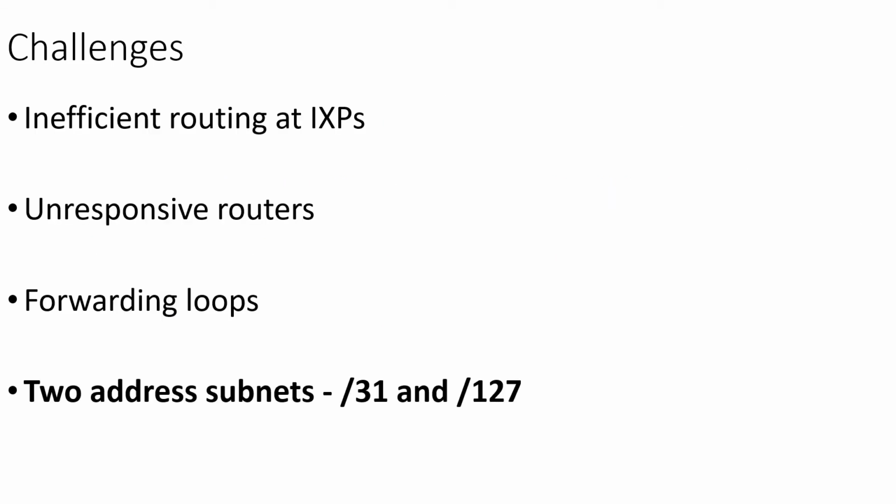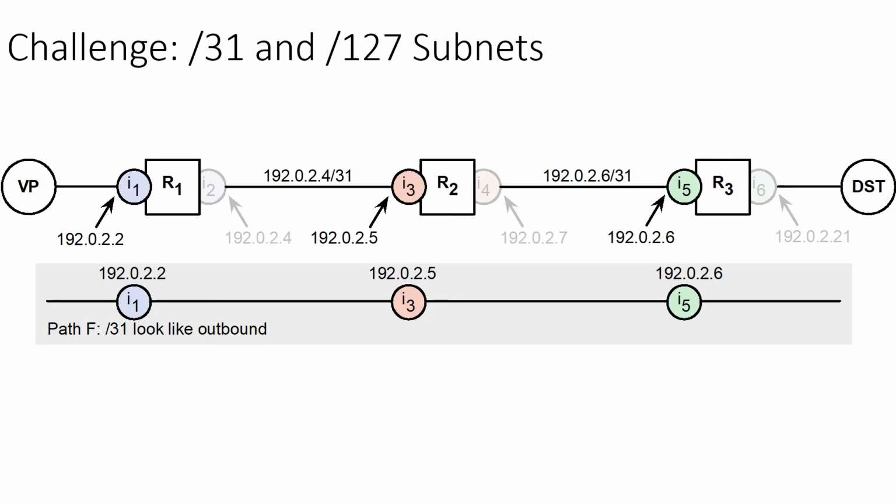And then the last challenge I'll talk about are 2-address subnets that look like a 4-address subnet. Here, two responses, I3 and I5, from separate /31 subnets appear back-to-back in the traceroute. And even though these addresses are actually from /31s, they are potentially usable host addresses in a single /30. And this leads us to incorrectly infer that I3 is an outbound address.